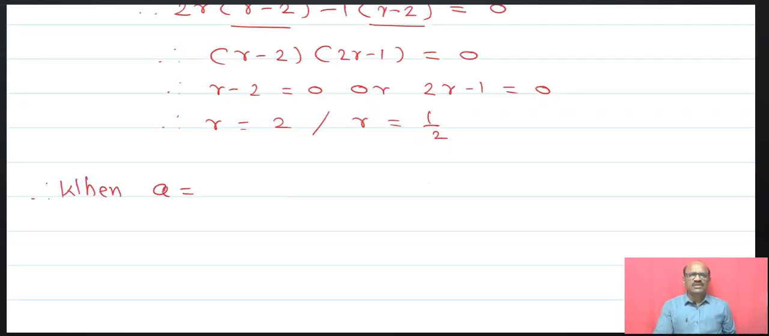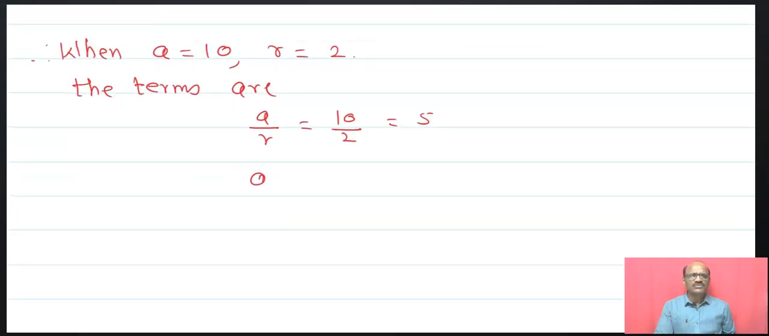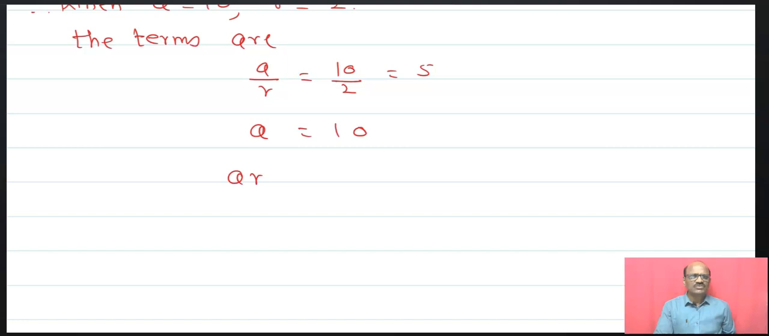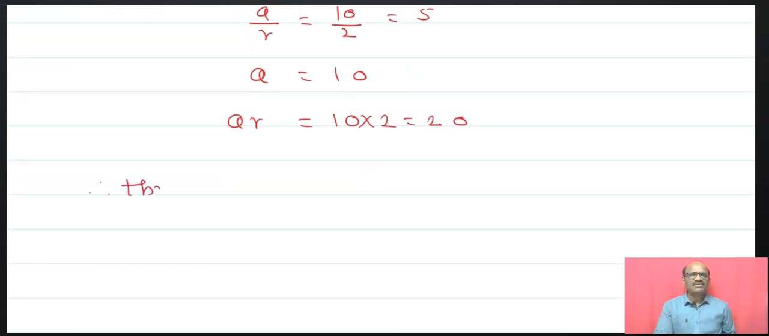R is equal to 2. Now we will find out the terms when A is equal to 10 and R is equal to 2. The terms are A upon R, which is 10 upon 2, that is equal to 5. Next, A is equal to 10, and AR is 10 into 2, that is equal to 20. Therefore, the three terms are 5, 10, 20.